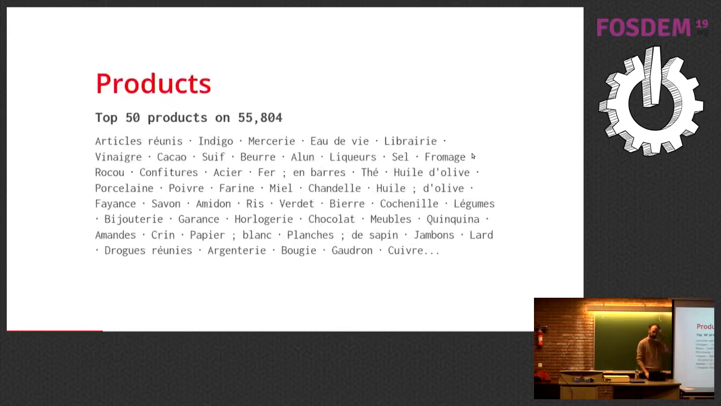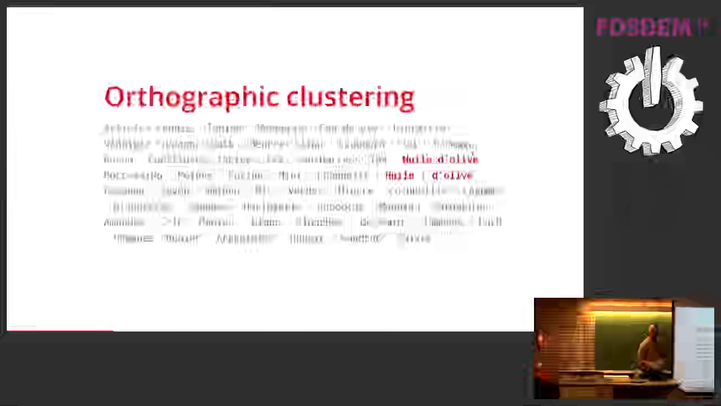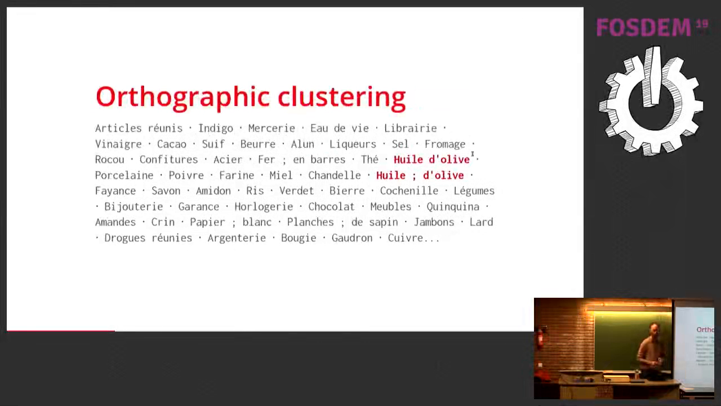What do I mean by that? This is the top 50 product names that we can find in the source volumes. It's only the top 50 out of 55,000 different names. If you look at that, we have one first issue, which is orthographic clustering. We have huile d'olive, olive oil, written normally, and then written with semicolons just in the middle. I will talk about these semicolons later in my presentation. When we analyze the data, we would like those two to be in the same category.